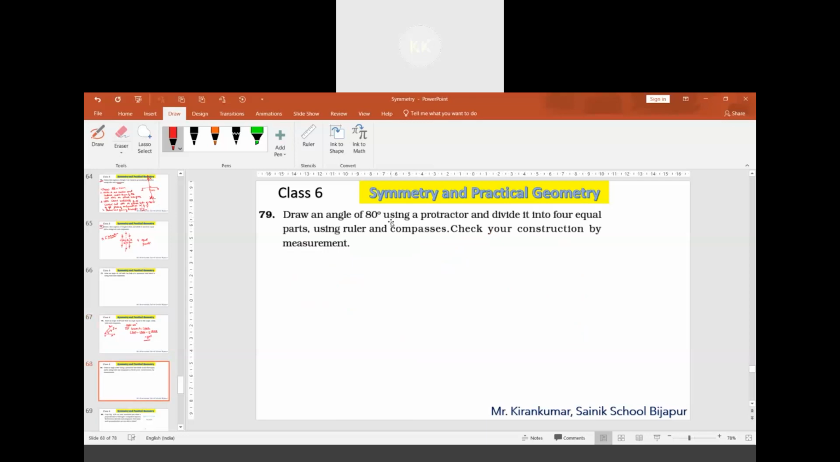Next question is on the similar lines. We have to make an angle of 80 degree and we have to use protractor and divide it into 4 equal parts using ruler, compass, and we have to check our construction by measurement. If you are measuring it, you have to get 20 degree each for those angles.